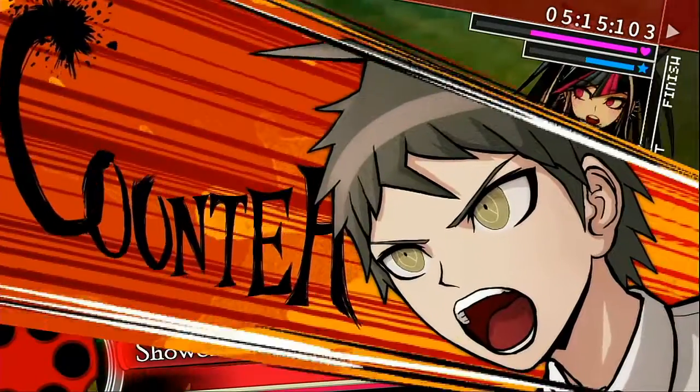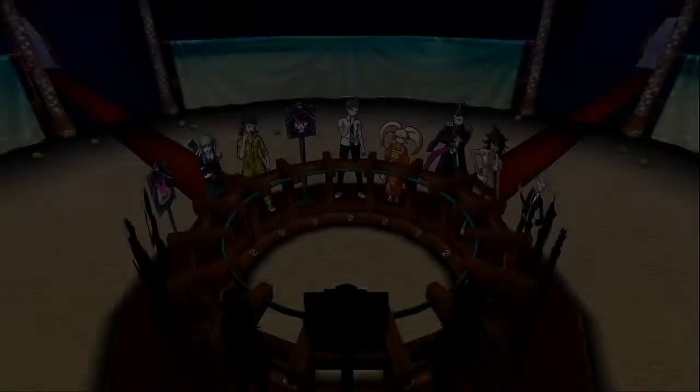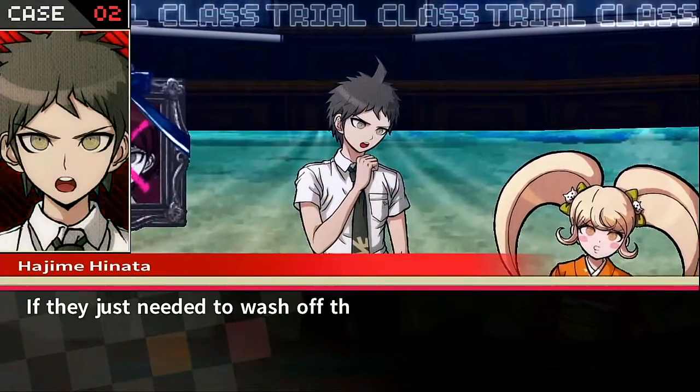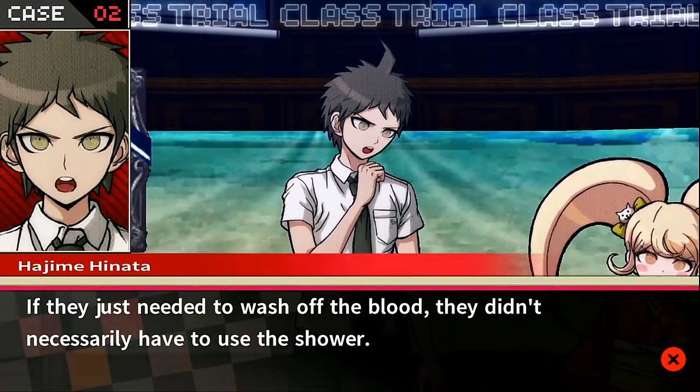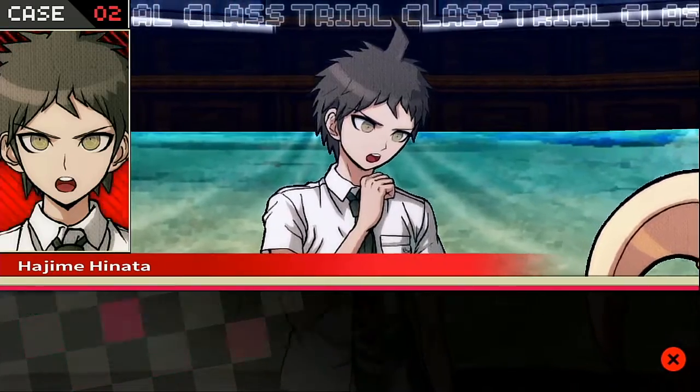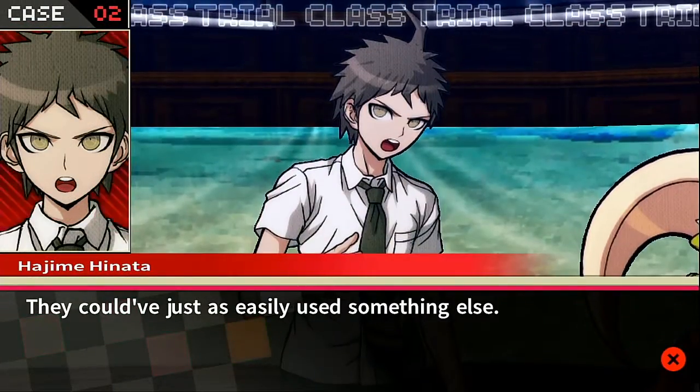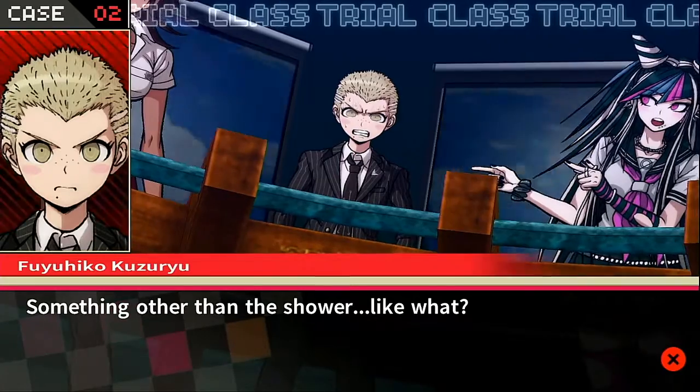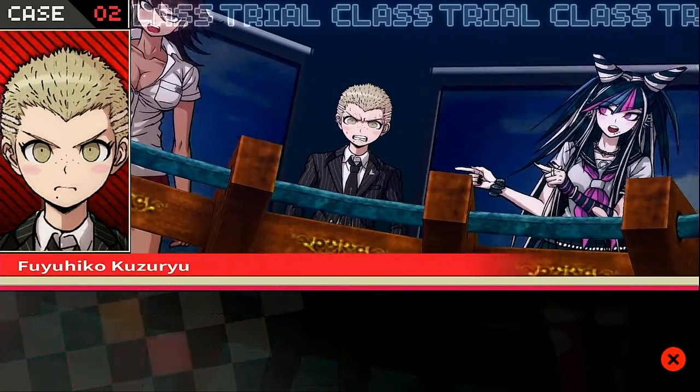No, that's wrong! They just needed to wash off the blood. They didn't necessarily have to use the shower. They could have just as easily used something else. Something other than the shower. Like what?